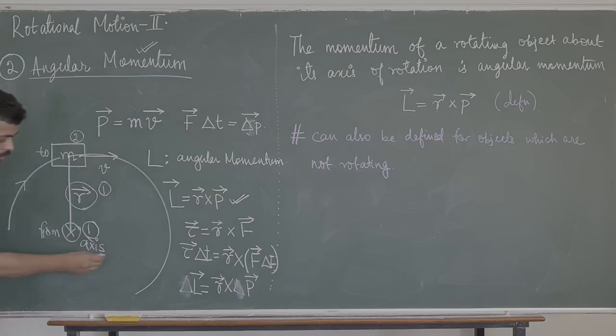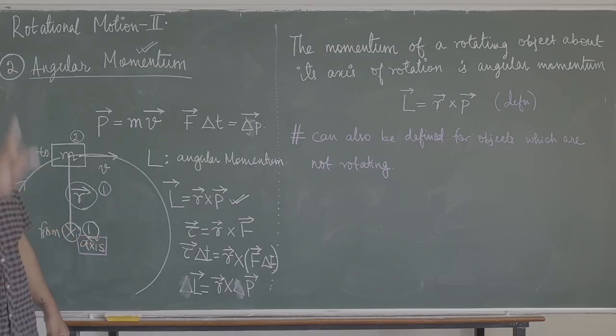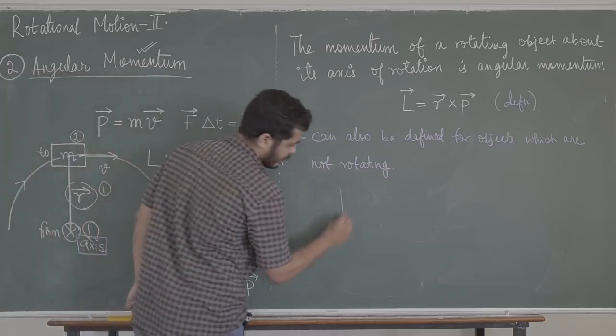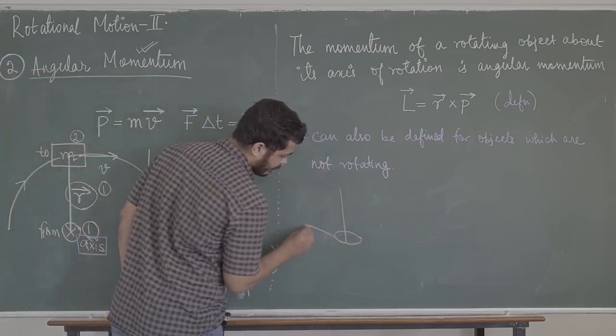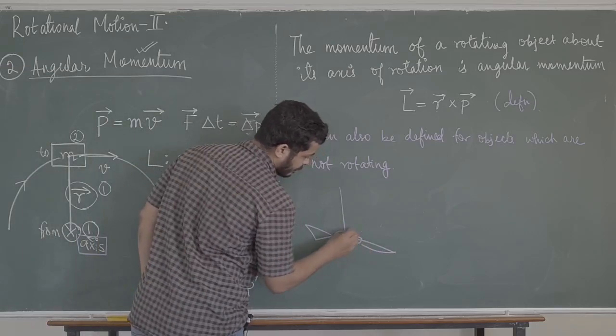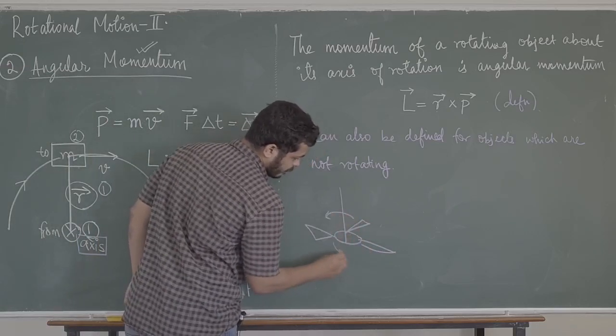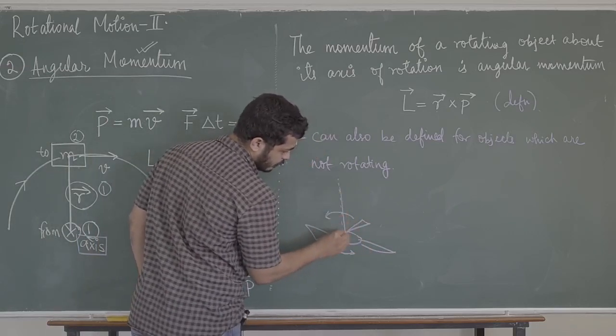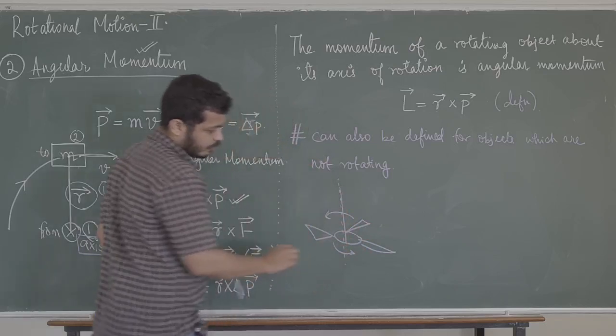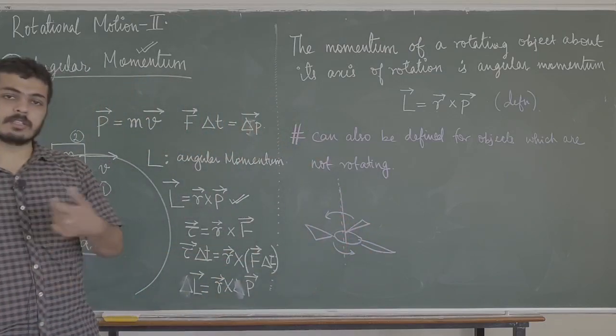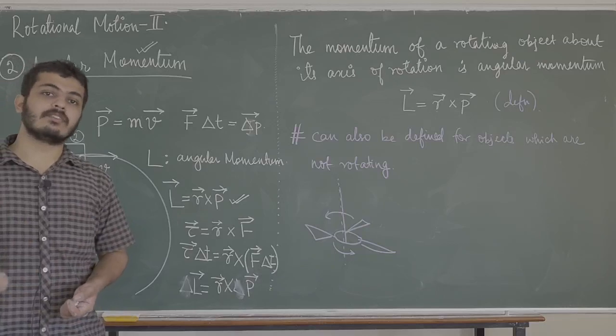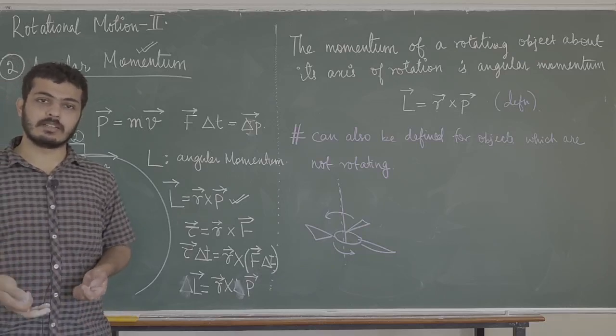The first thing you do is define an axis of rotation. If the object is actually rotating, for example, if a fan is rotating, then the axis of the fan is your axis of rotation. That's the axis of rotation. But even if something is not rotating, we can still define angular momentum. I'll show you, then you'll understand.